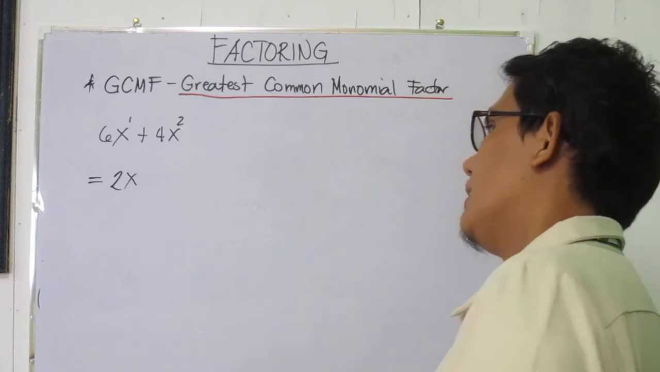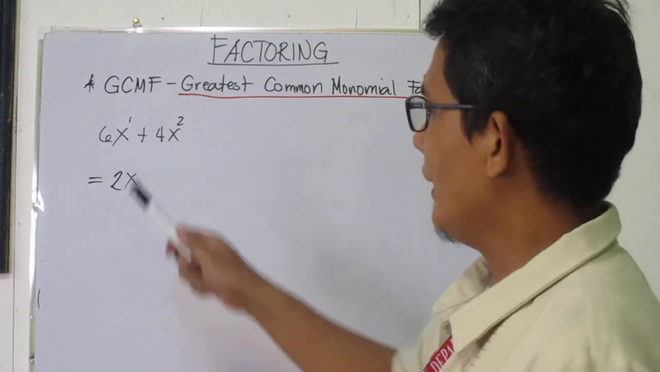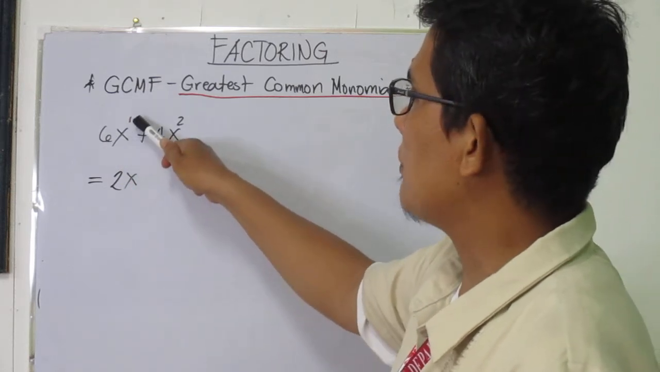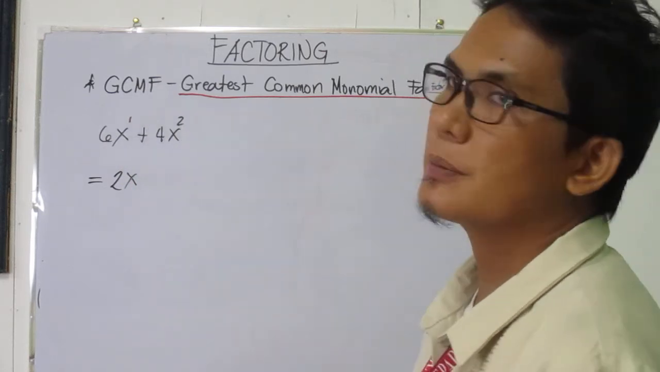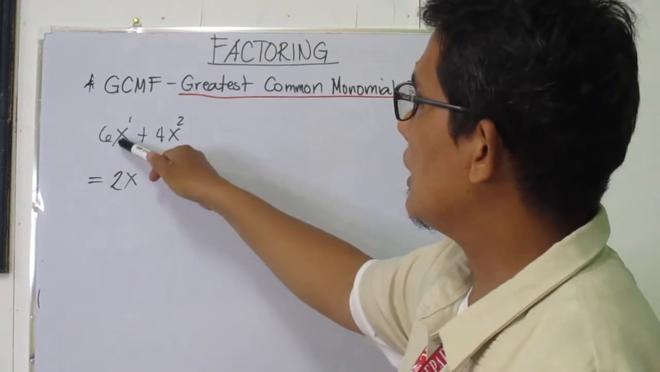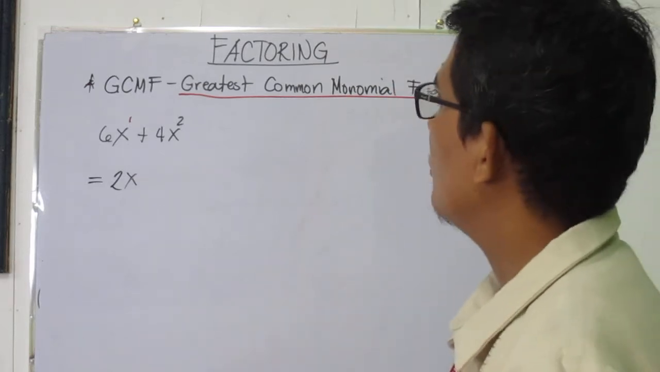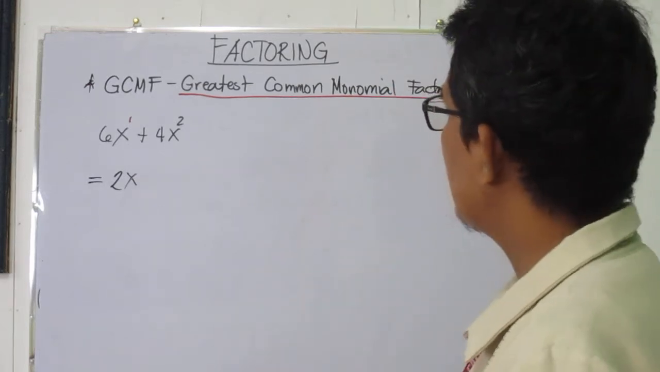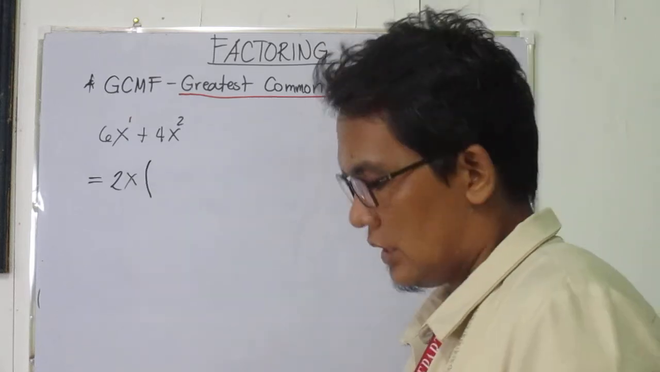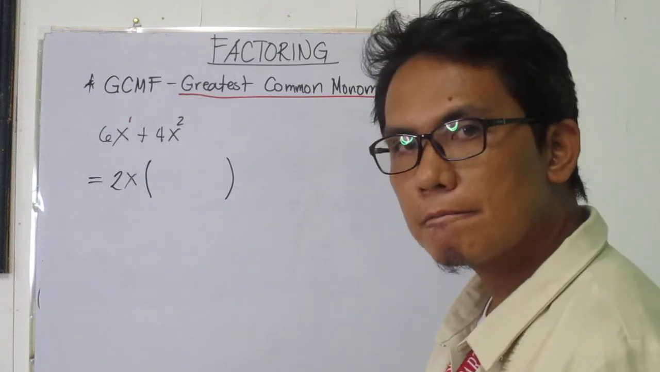Okay, so I hope you understood it well. We're done with 6 and 4, and that is 2. We are done with x having an exponent of 1 and x having an exponent of 2 by copying the variable that has the lowest exponent. After we have found and factored out the greatest common monomial factor, we're going to enclose our remaining factor with parentheses. Okay?